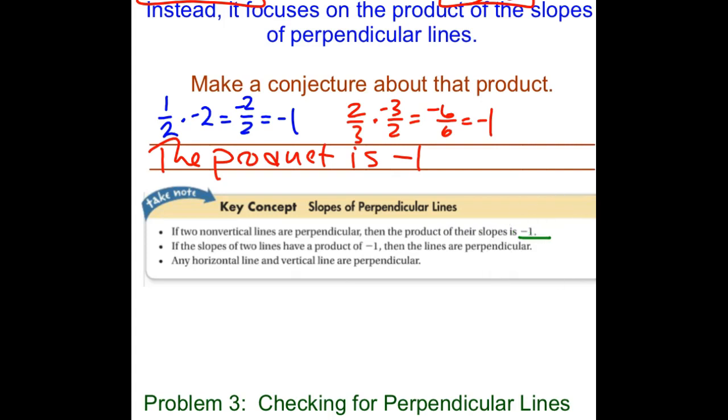If the slopes of two lines have a product of -1, then the lines are perpendicular. Any horizontal line and vertical line are perpendicular. So all horizontal lines and vertical lines are perpendicular. And that kind of goes back to the numbers behind the slopes for the horizontal and vertical lines, but I'm not really going to get super into that. It's just a fact you should know.